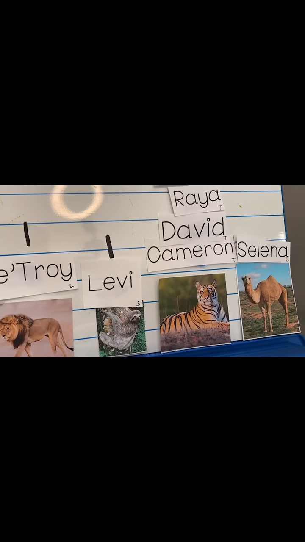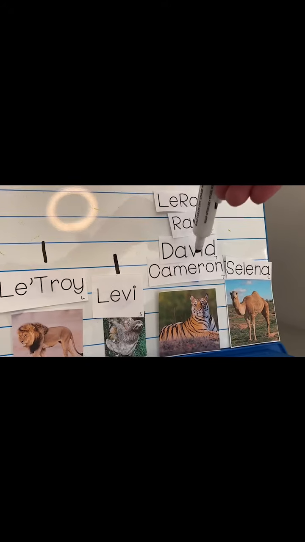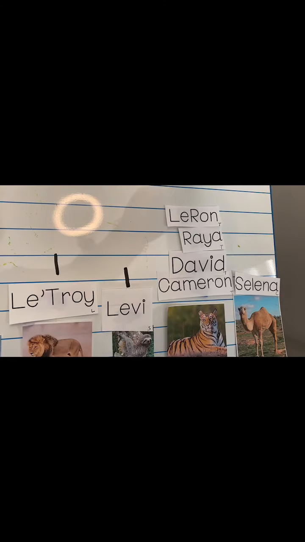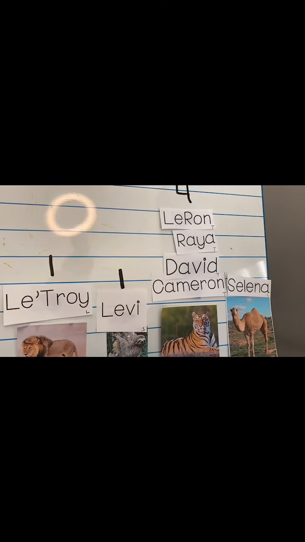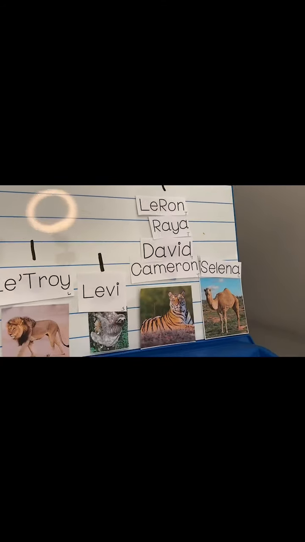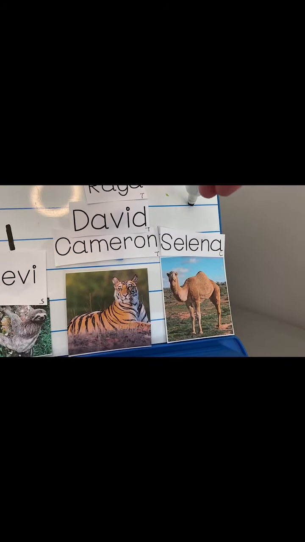Let's count how many friends like the tiger. Are we ready? 1, 2, 3, 4. 4 friends like the tiger. And how many friends, boys and girls, like the camel? 1 friend likes the camel.